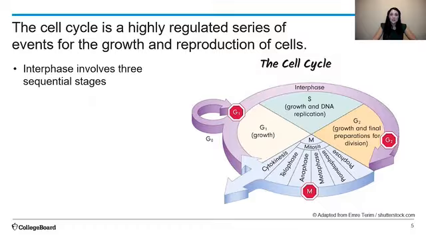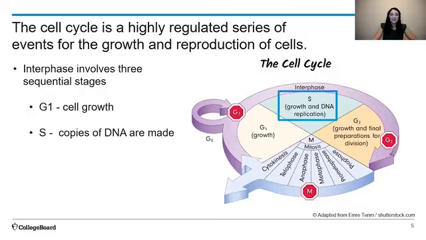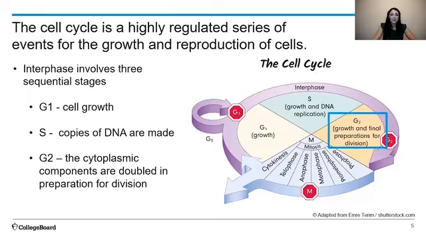So let's look a little bit more closely at those three parts that make up interphase. The first of those is G1, where the cell is growing. After that is the S phase, where the DNA is being copied so that there is enough DNA in the cell for it to go through cell division and have a copy for each new cell. The third part of interphase is G2, where the cytoplasmic components are doubled in preparation for cell division, again, so that there is enough for the 2 cells at the end of this process.